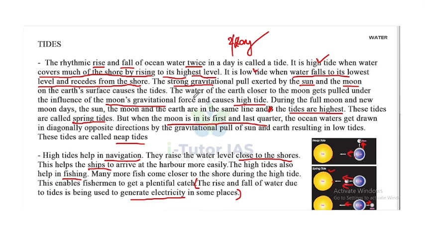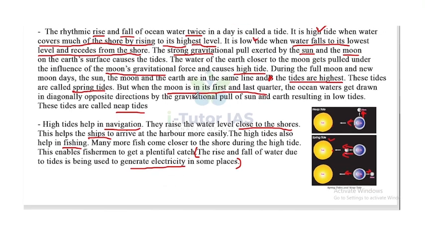And there are two types of tides. The first is spring tide and the second is neap tide. Spring tide means the tides are highest. Neap tide means the tides are lowest. What is the condition for spring tide? The sun, the moon and the earth are in a straight line. Then it is spring tide.